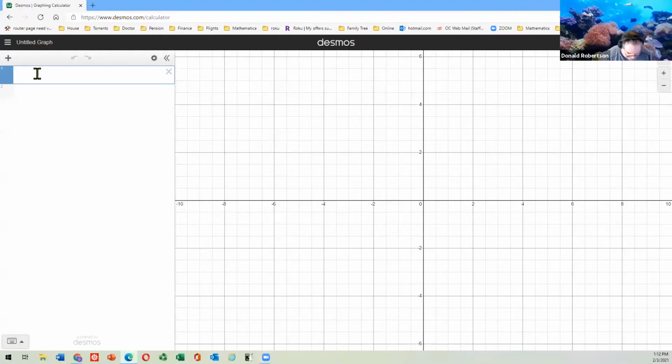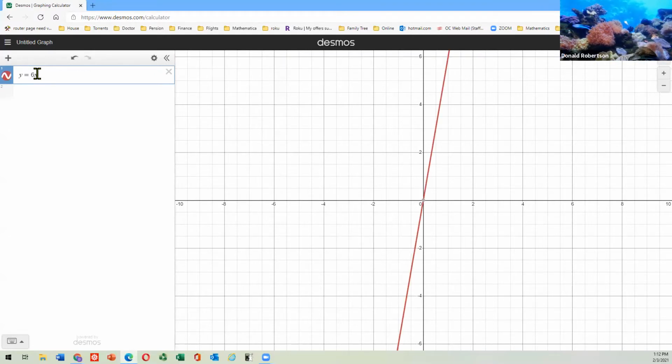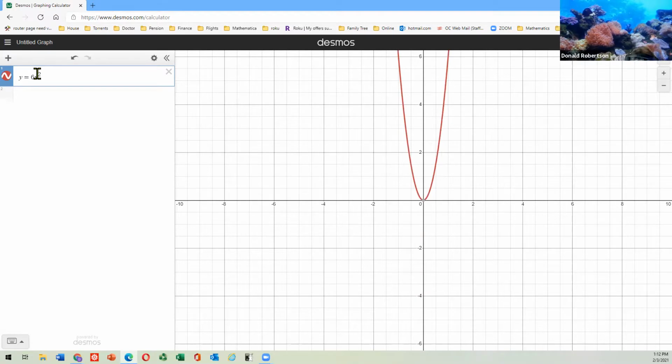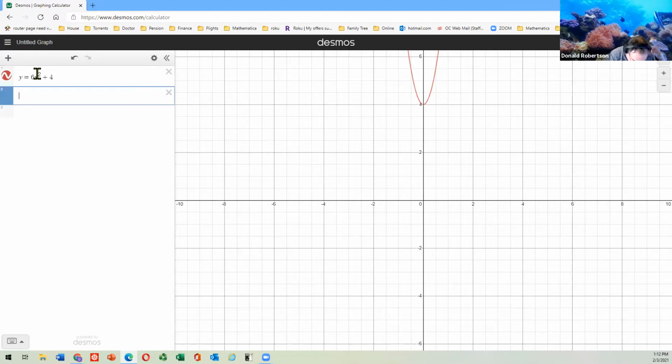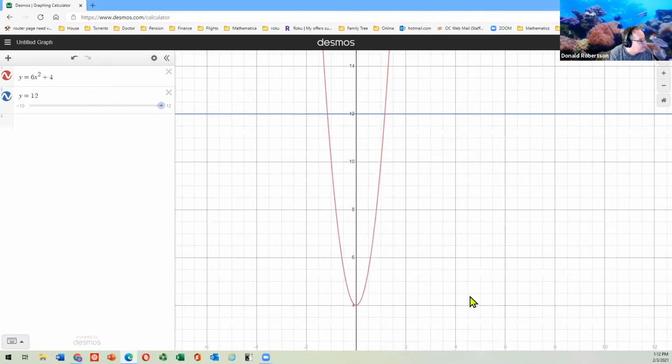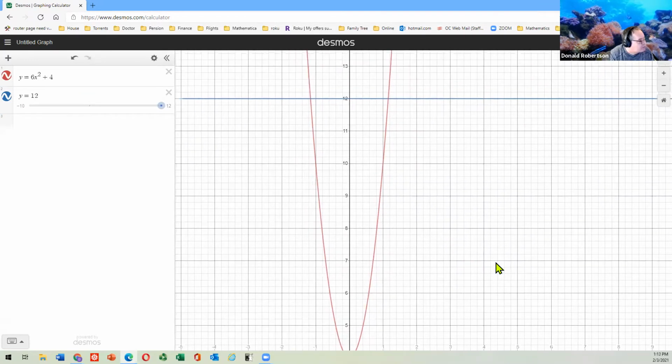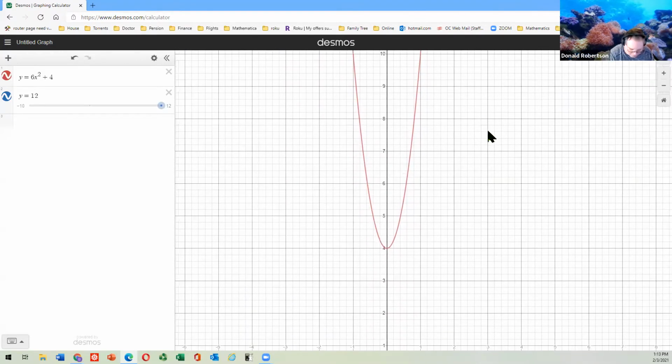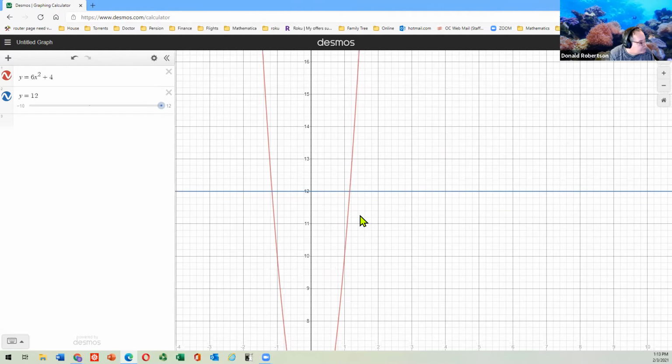So I have a function, f of x, which I'm just going to call y equals 6x squared plus 4. And I have a horizontal line, y equals 12. Now, where is y equals 12? Oh, it's up here. There we go. Now, we're only interested in values of x between 0 and 2. So essentially, we want that guy. See him there?